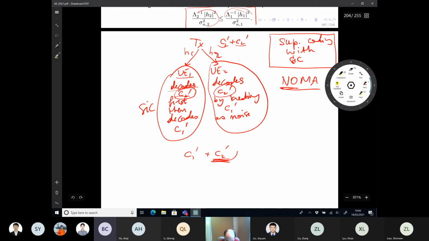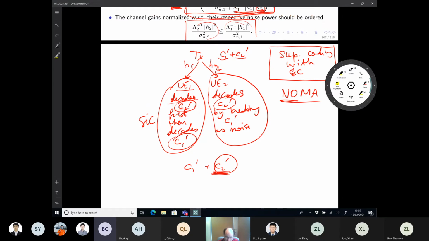User 1 will decode C2, not because user 1 is interested in the message of C2, but he will decode it in order to have access to C1 afterwards, to remove the interference from C2 and have access to the information included in C1. But the important thing here is that both users actually have to decode the message of the weakest. So you have a strong user with strong channel gains and a weak user with weak channel gains, and both users will decode the message of the weak user. So both users will decode C2 prime.